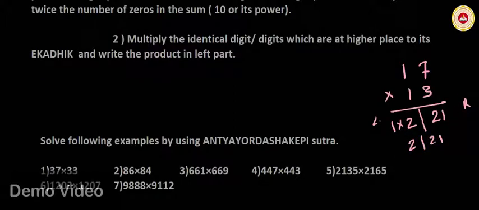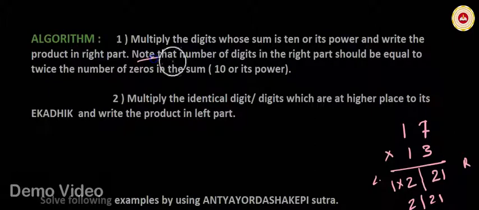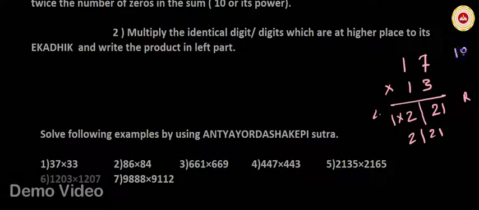Now an important note: the number of digits in the right part should be equal to twice the number of zeros in the sum. What is the sum? 7 plus 3 is 10. How many zeros are there in 10? Only 1 zero. That means we need 2 digits in the right part, twice the number of zeros. We already have 2 digits here in the right part because there is only 1 zero in the sum of these two last digits.